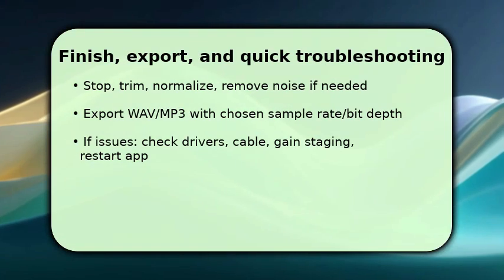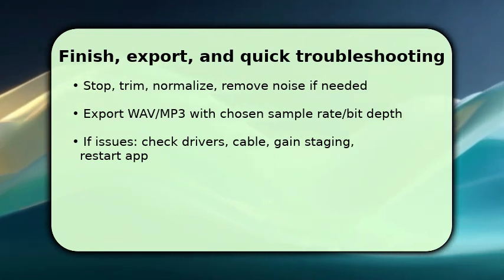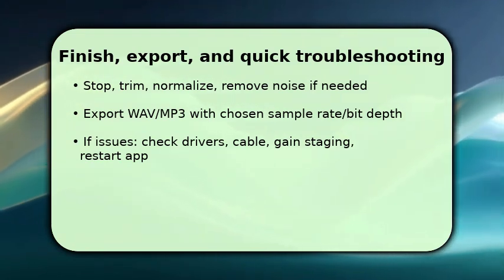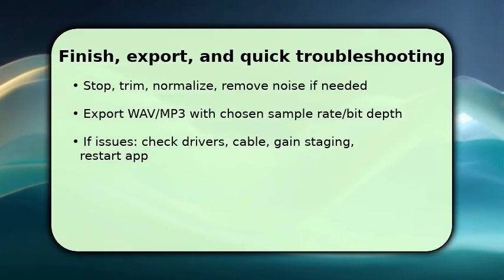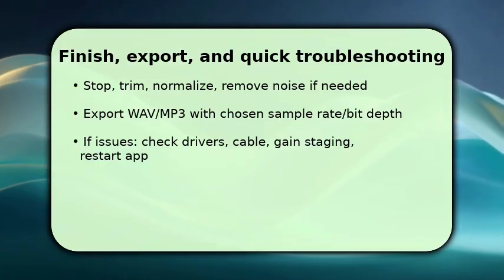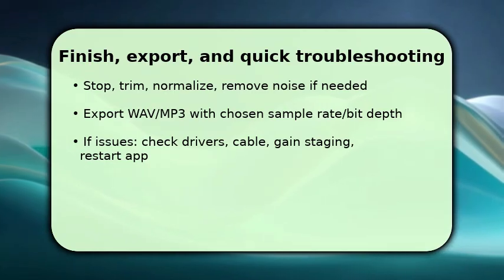When you've recorded, stop and listen through the entire take, trimming silence and applying light normalization or noise reduction only if required. Export your final file as WAV for highest quality or MP3 for smaller size, keeping the sample rate and bit depth consistent with your project settings.